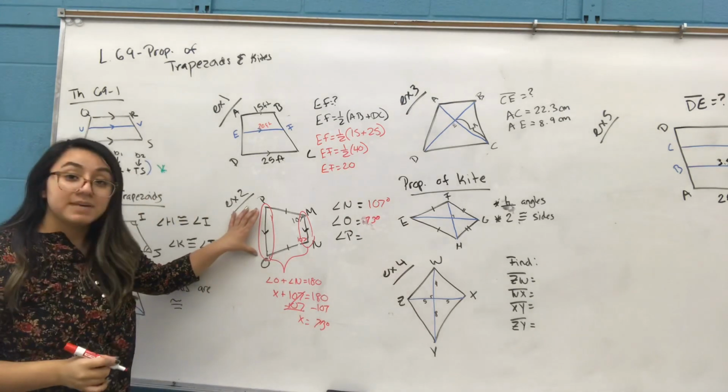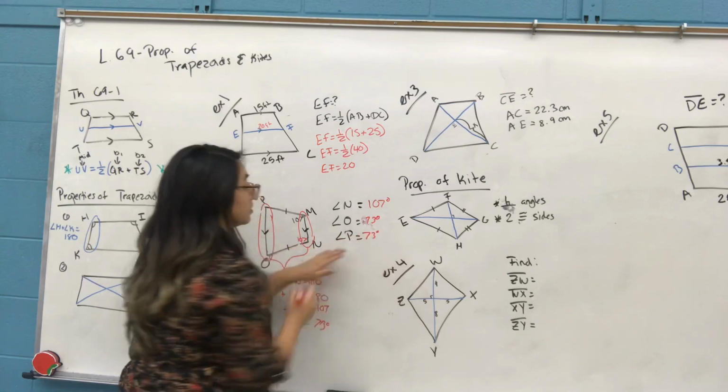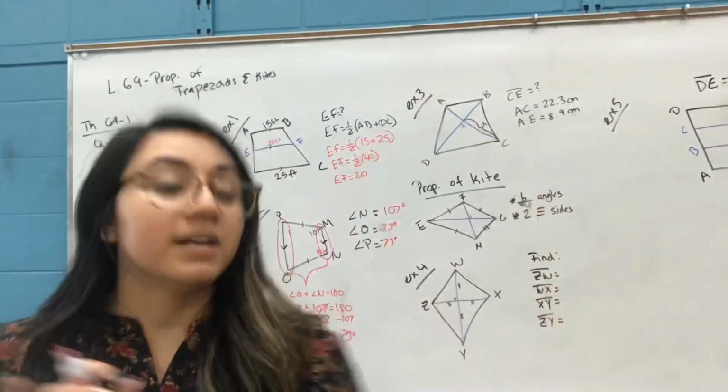Also, this is the bottom base. Those two bottom base angles are congruent. So that means 73 also applies to angle P. Next one. Okay, next one.